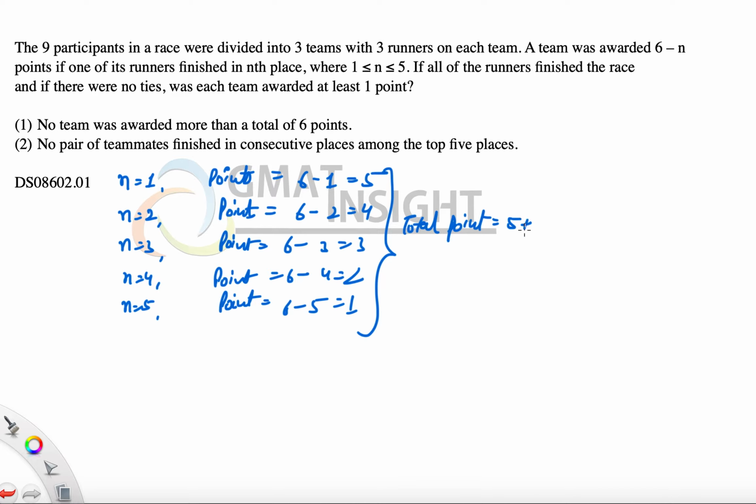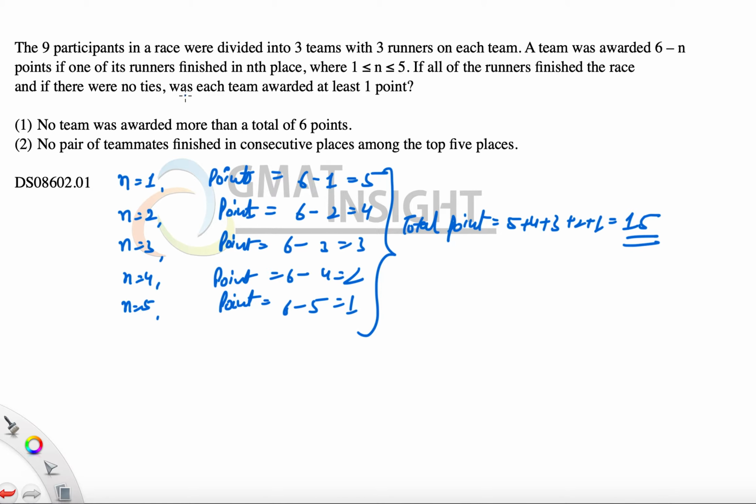So the total number of points that have to be distributed among the teams should be equal to the sum of these five values: 5 plus 4 plus 3 plus 2 plus 1, which comes out to be 15. So 15 points have to be distributed among three teams. That's the bottom line. If all the runners finish the race and there are no ties, there are five distinct positions, and points are obtained only for these five positions.